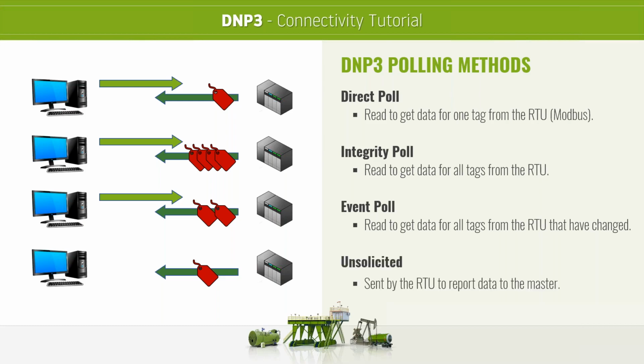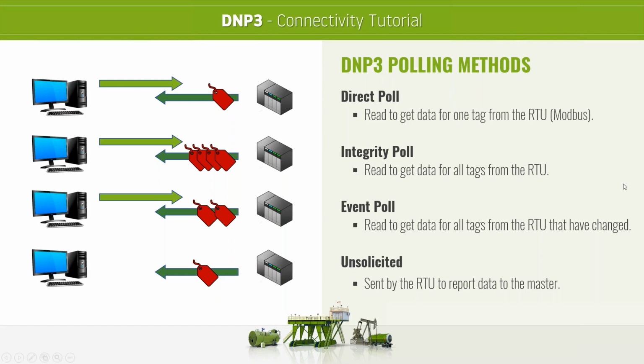And finally, we can have unsolicited data. And so in this case, VTScada is not sending down a request for the data. The RTU is deciding when to send the data to the master. And so this can be more bandwidth efficient generally because we don't need to send a message down to say, give me all your changes, only to discover that there aren't any changes for it to send us.